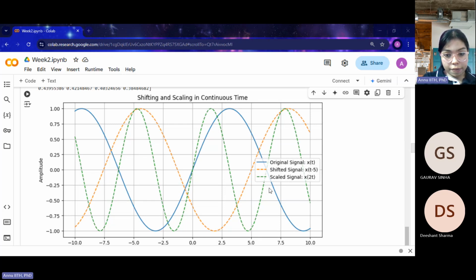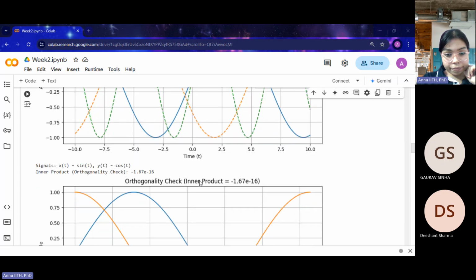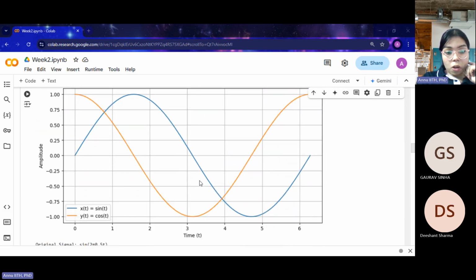So this is a scaled version. You can see the width is almost half, right? Sorry, compressed by half. Whatever signal width was there for the blue color, it is half, because it's a sine. And we are checking the orthogonality. So sin t and cos t. Sine is blue color and this is cos t.